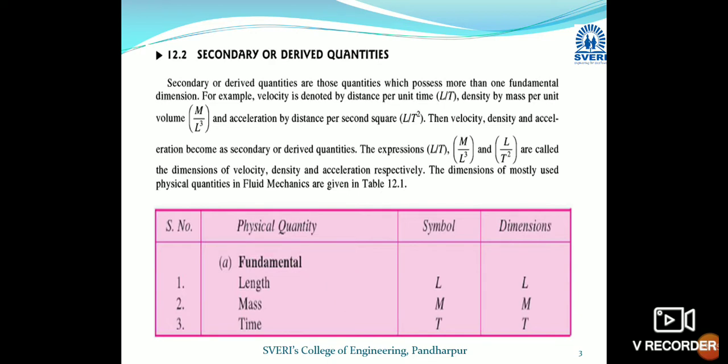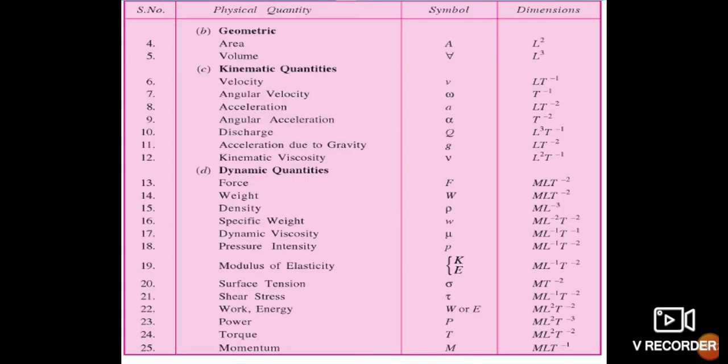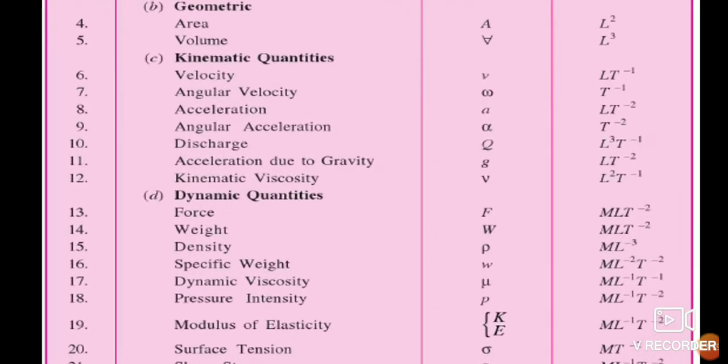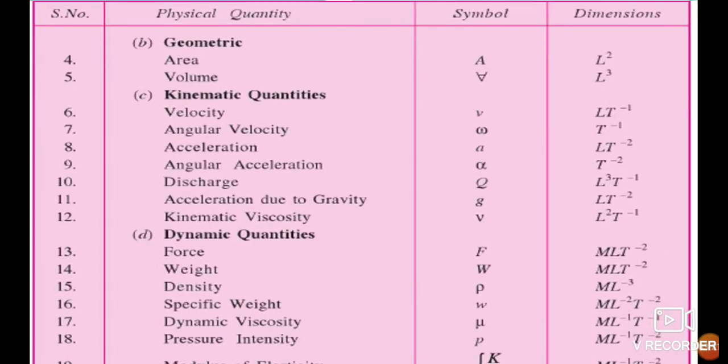Now we will see the dimensions of secondary quantities. Here there are geometric parameters. One geometric parameter is the area. Its dimension is L square. So it is M raised to 0, L square, T raised to 0. That way we have to write. Then volume, L cube.